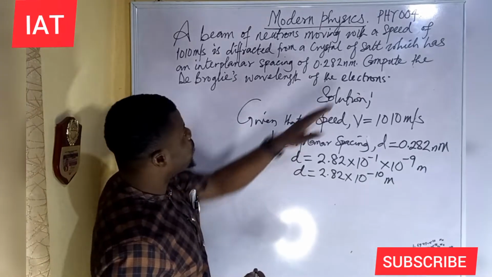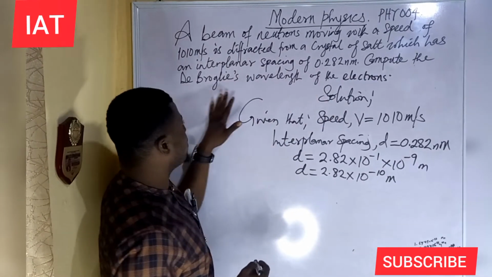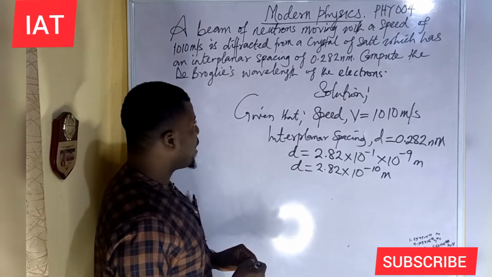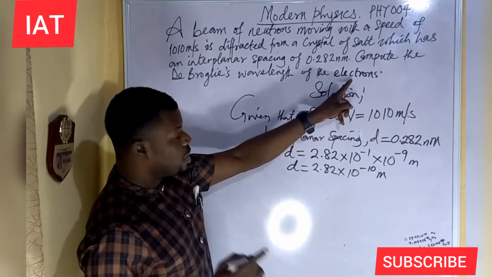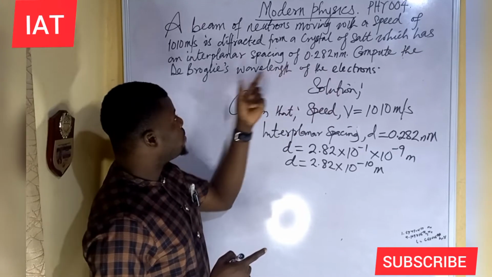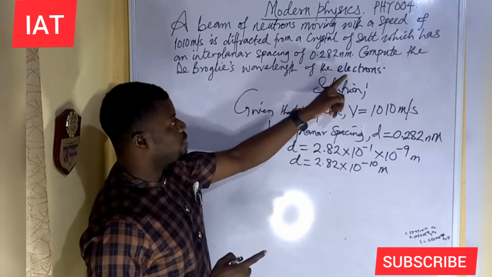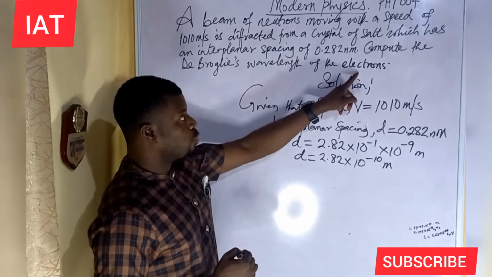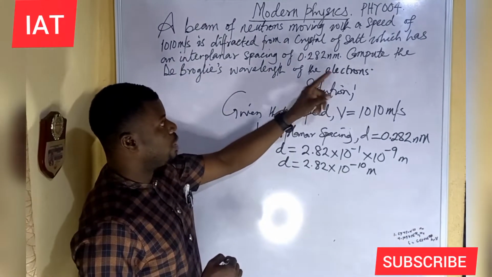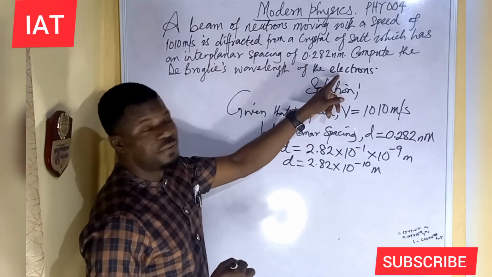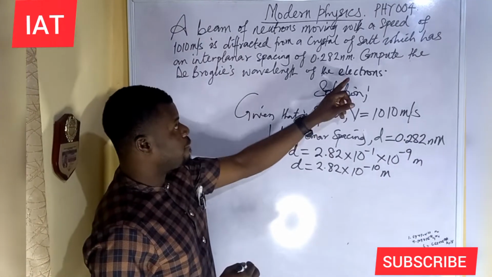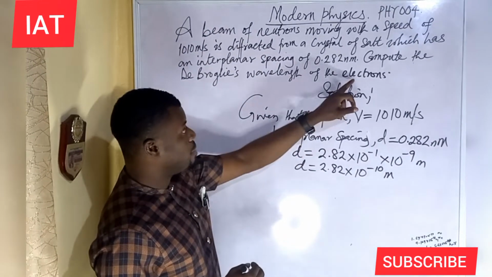So we are asked to compute the de Broglie's wavelength of the electrons. When we have electrons, electron is very important. Sometimes they may give you the de Broglie wavelength of neutron. Sometimes they will ask for the de Broglie wavelength of electrons. So you have to take note when it is electron, when it is proton, and when it is neutron, because they have different masses. So you should also know the mass of electron, also know the mass of proton.